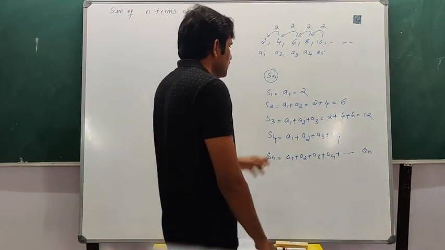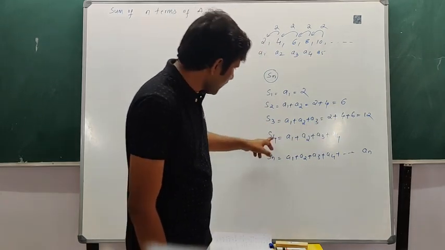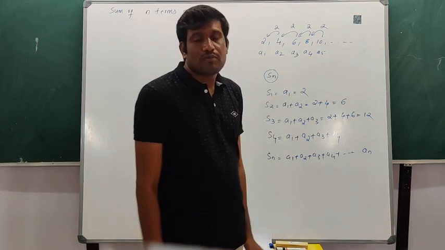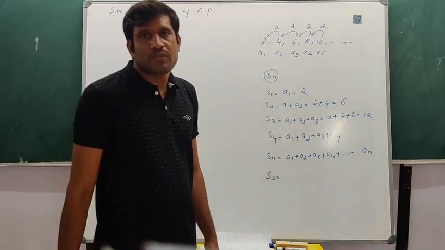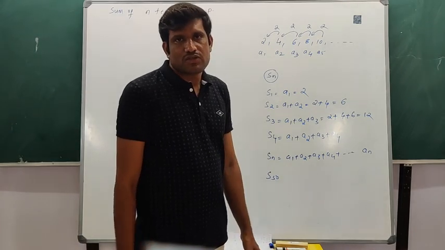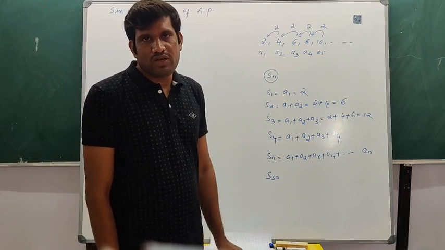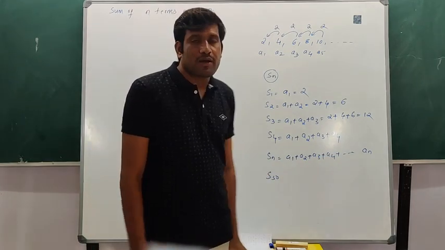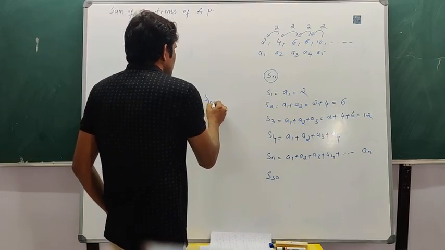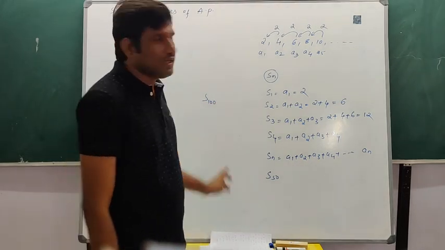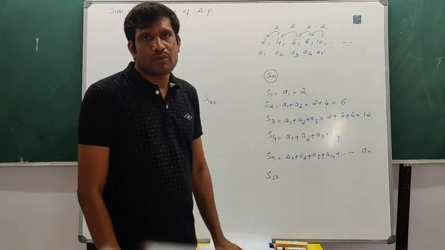So now we can find S3, S4, S5 manually. Since n is very small, we can add manually. But when it is S50, what is the meaning of S50? The sum of the first 50 terms. Then manually writing 50 terms and adding them will become very difficult. So we have a formula to find the sum of n terms. When it is S100, that is the sum of 100 terms in this AP, finding it manually will become very difficult.